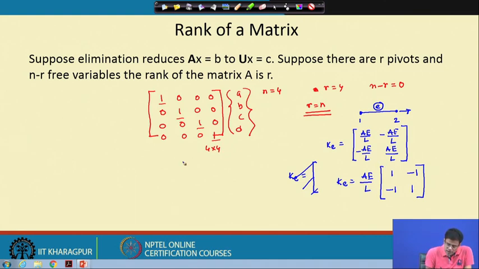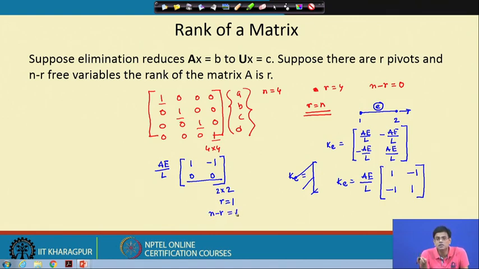So this has a physical significance too. If I want to find the reduced row form of our stiffness matrix, I can write it as 1 minus 1, 0 0. Here you see that one row is 0. This is a 2 cross 2 matrix, so one variable is a pivot variable, r is 1, and one is a free variable. So this matrix is not invertible.